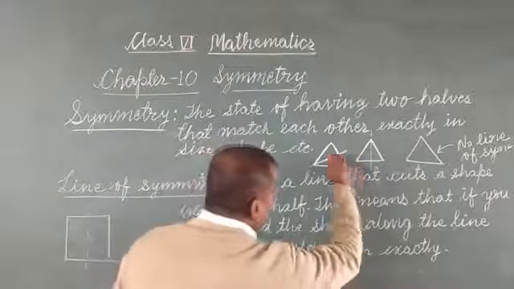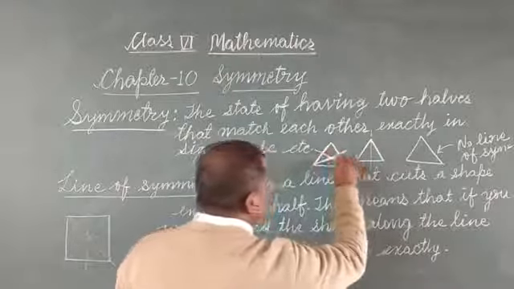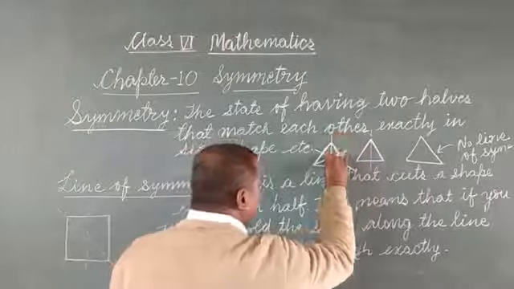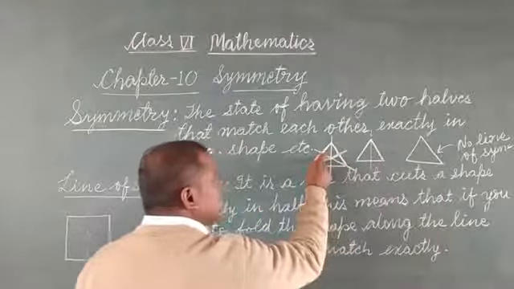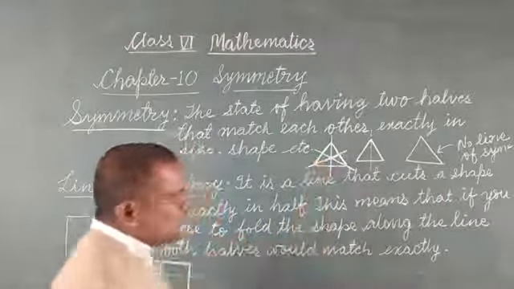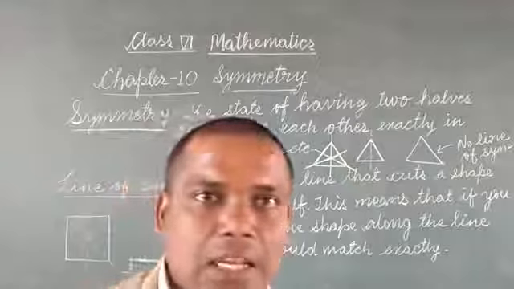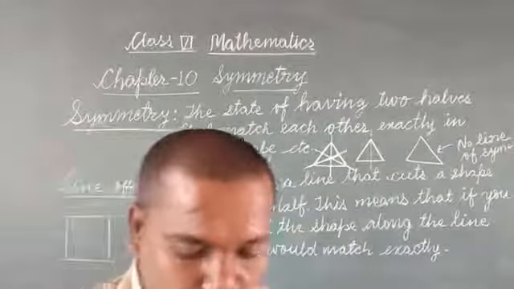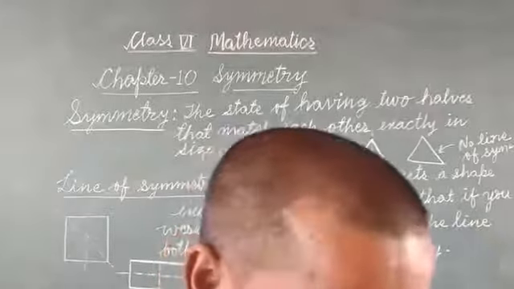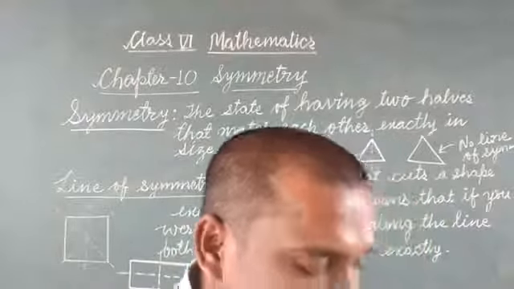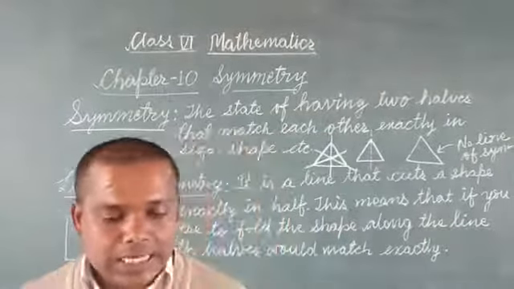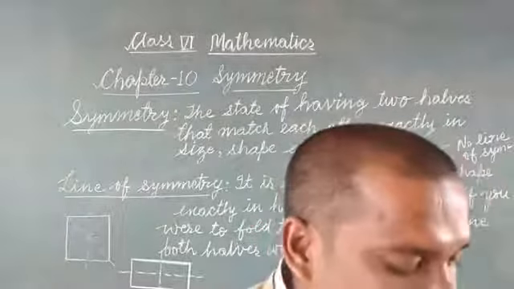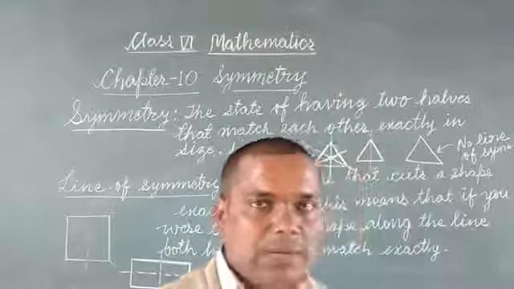From this side if you fold, then this half exactly covers this part. So in case of an equilateral triangle, we have 3 lines of symmetry. By drawing lines of symmetry, you can understand about the different figures, how many lines of symmetry are there. You can also cut pieces of paper into different figures to understand the line of symmetry.